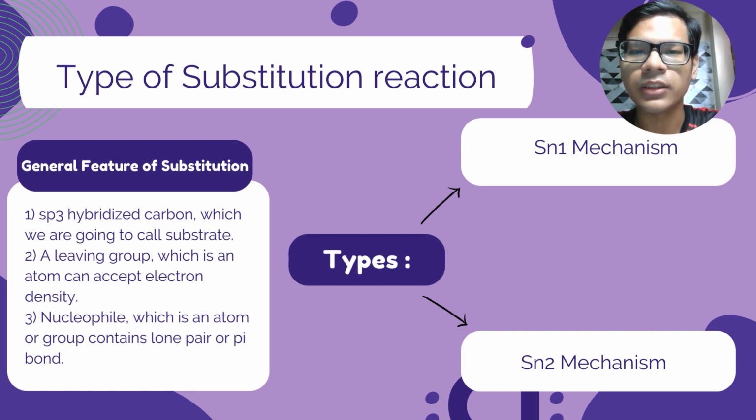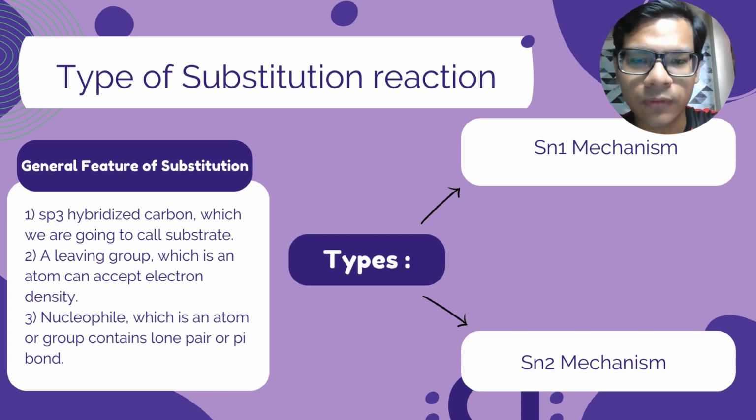Now I'm going to continue about the type of substitution reaction. Okay, if we want to figure out the organic substitution reaction, we have to know three things. First, sp3 hybridized carbon, which we are going to call the substrate. Second, a leaving group, which is an atom that can accept electron density. And last, nucleophile, which is an atom or group that contains a lone pair or pi bond.